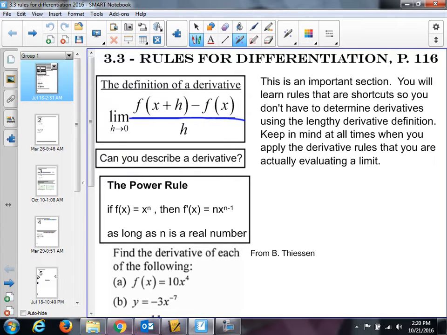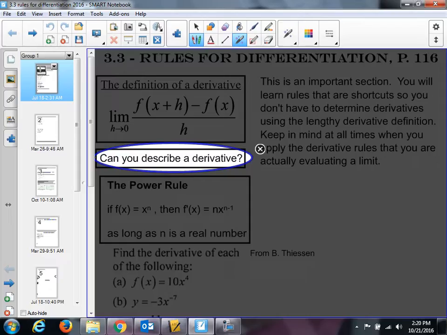And at any given time, can you describe a derivative? Not define, but what does a derivative give you? A derivative is a formula that gives you the slope of a tangent line. So you might come up with a derivative that says 3x squared. That means if you want the slope of the original function's tangent line at a given point, use 3x squared. Plug in 1 or x equals 2 or whatever.